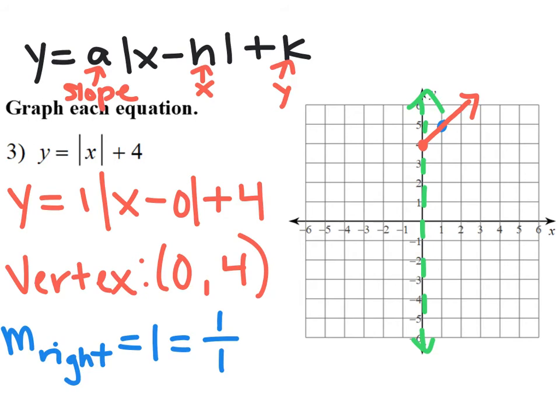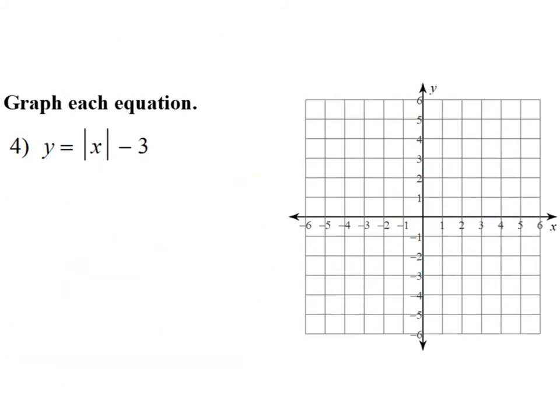Lastly, I need to reflect this over the graph. So if this is my original point, my reflected point, since I'm going to go over 1 unit to the axis of symmetry, plot the other point, and draw in the other side of the graph. Pause the video and try the next one on your own.